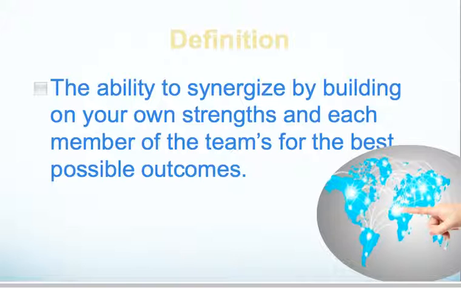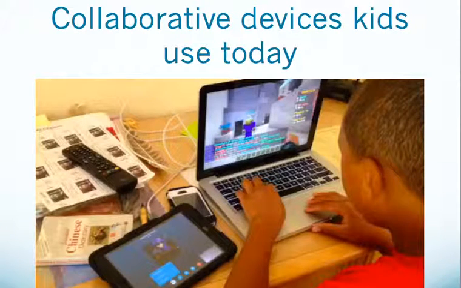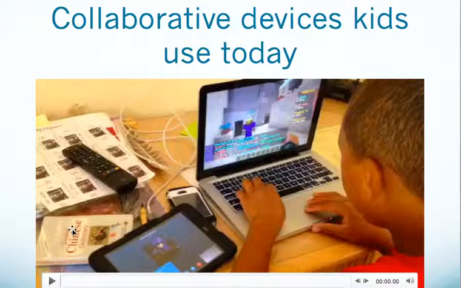So let's look at a couple of quick definitions of collaboration. The ability to synergize by building on your own strengths and each member of the team's strengths for the best possible outcomes. So now we are understanding not only our strengths, but understanding the strengths of our team members and really working from those strengths for the best possible outcomes. Not just the best possible outcomes for us individually, but for the entire team. So let's take a look at what that looks like for kids today, right now, in their space.